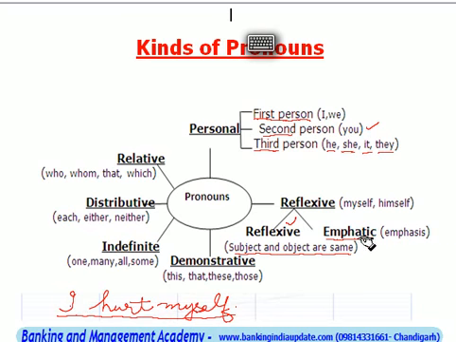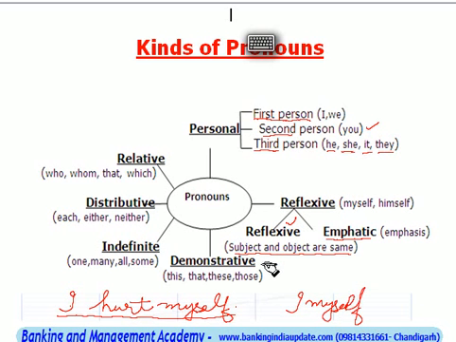When we talk about emphatic pronoun, it simply means that we lay emphasis on who has done something. For example, I myself did the work. When I say I myself, it simply means I'm trying to lay stress that it is me who has done the work.